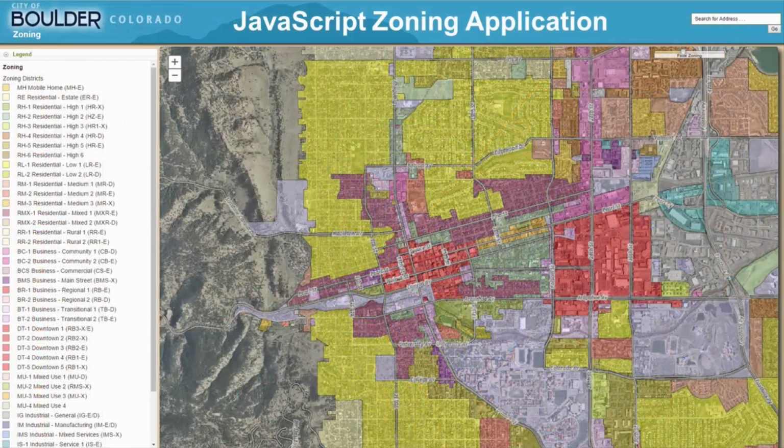Another application that we have used in the past is a JavaScript application for zoning. This was built on an older version of JavaScript, so it's not compatible with mobile devices. That's another one that we're going to look to upgrade shortly.